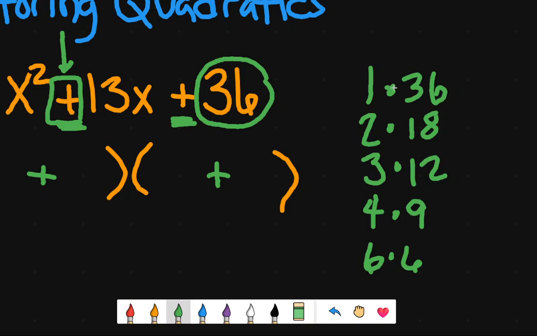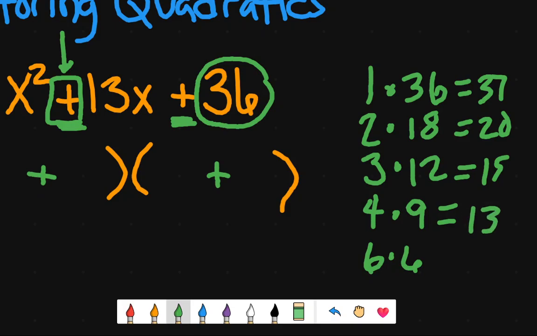Now look at your factors. All of these, when you multiply them, give us 36. Now which set of factors can you add together to get 13? If we add 1 and 36 together, we'll get 37. If we add 2 and 18 together, we'll get 20. If we add 3 and 12 together, we'll get 15. If we add 9 and 4 together, we'll get 13. And if we add 6 and 6 together, we'll get 12.